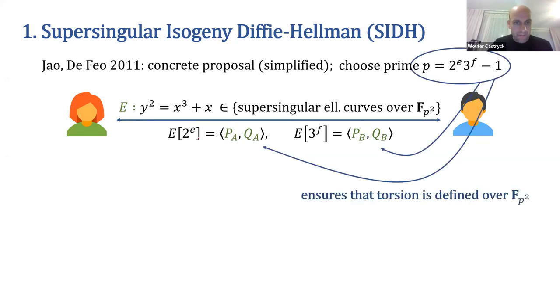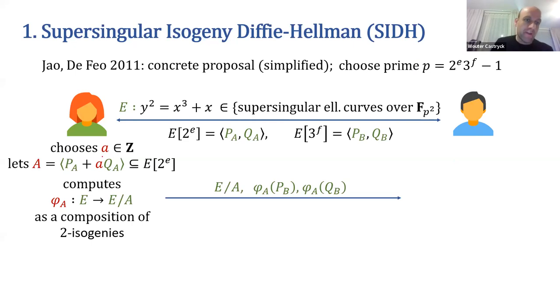And so, as I said, Alice's auxiliary points will be generators of the 2 to the e torsion for some exponent e, not too small. And Bob will choose generators of the 3 to the f torsion, again for some not too small power of 3. 2 to the e and 3 to the f are roughly understood to be of the same size. And now this is the scheme from the previous slide. So Alice chooses a secret A, considers the subgroup generated by PA plus A times QA. So this is a cyclic subgroup of the 2 to the e torsion on E. She now computes this quotient.